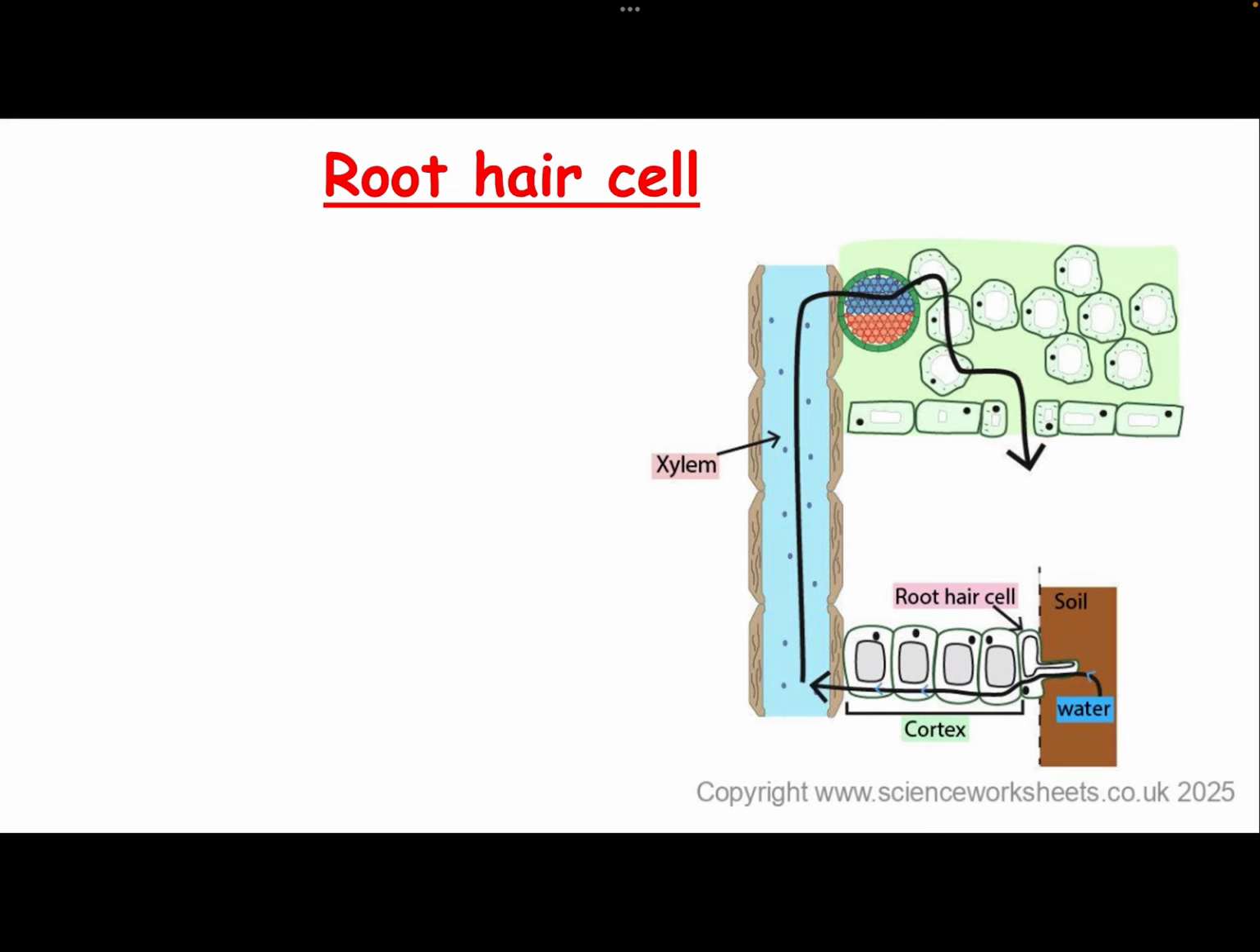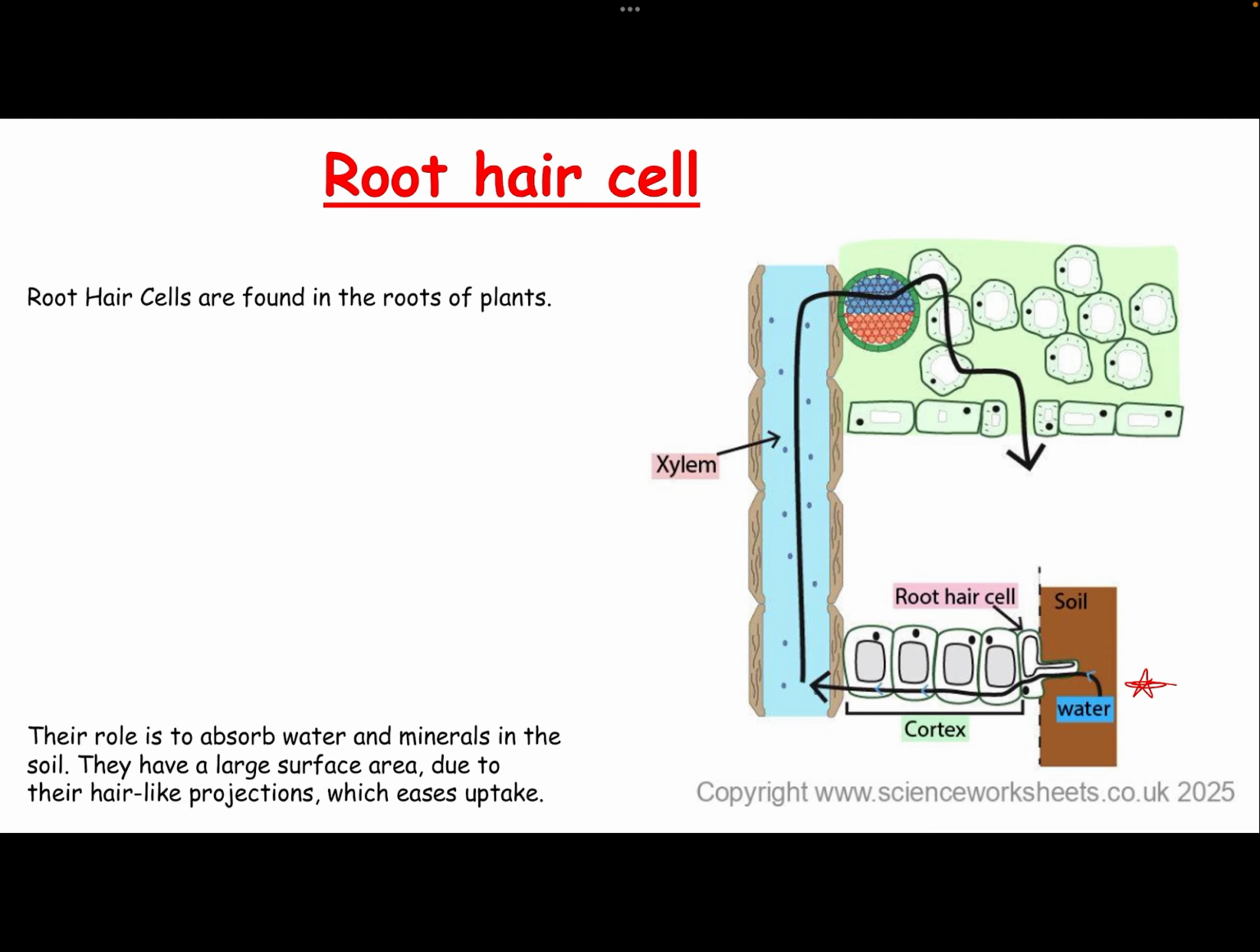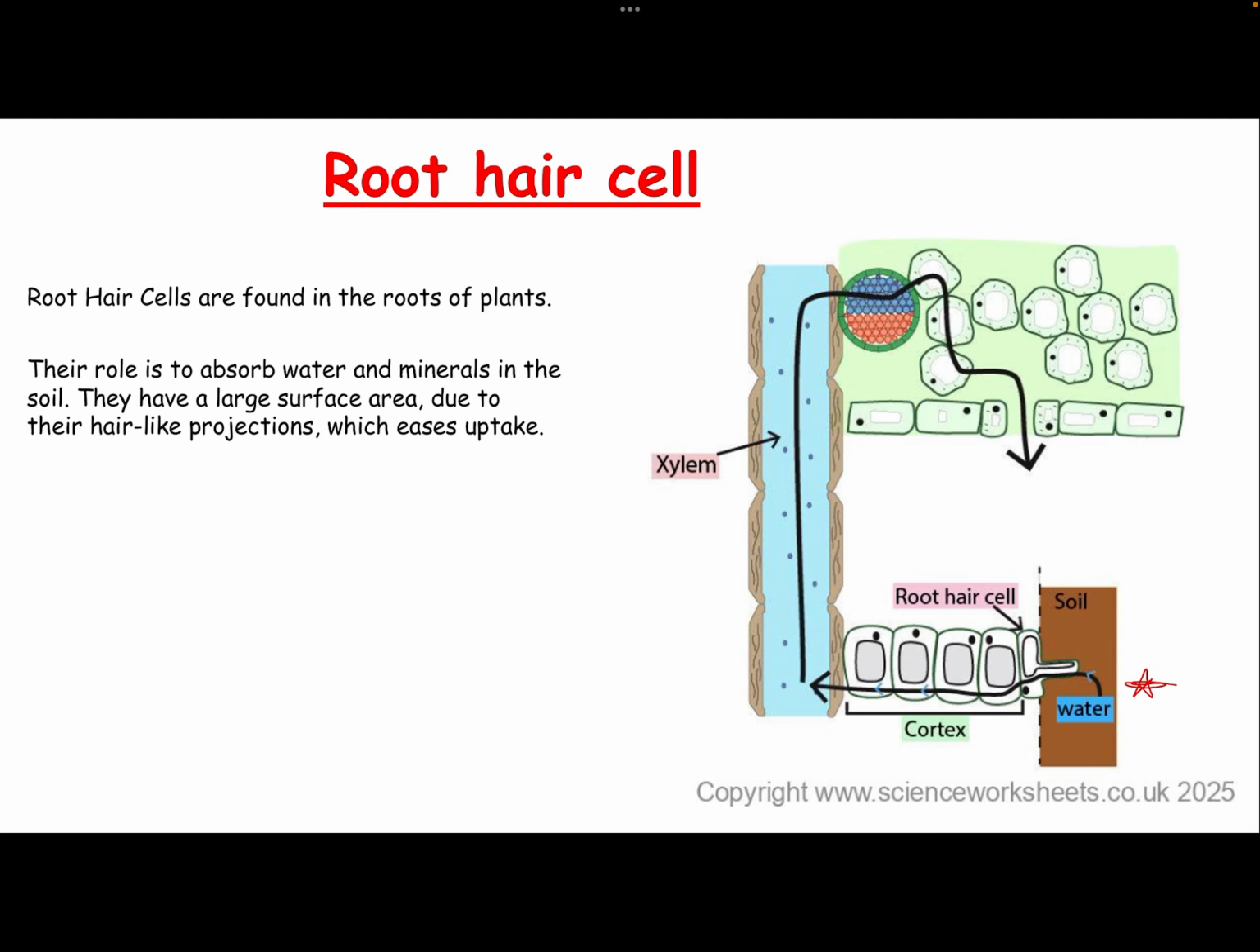Next is root hair cell. So the root hair cell, its job is to pick up water and minerals from the soil and send it on to the xylem, which then transports it up to the leaves, where it is then lost through the stomata. So root hair cells are found in roots of plants. Their role is to absorb water and minerals in the soil.